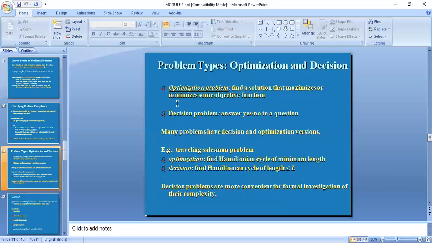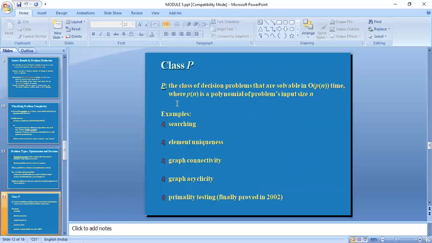Many problems have decision as well as optimization versions. The optimization version means finding a Hamiltonian circuit of minimum length, which is the traveling salesperson problem, and that is an optimization. Finding the Hamiltonian cycle alone is a decision problem. Decision problems are usually more convenient for finding the complexity, how we can solve it, and what output is going to be generated or obtained for a particular problem.